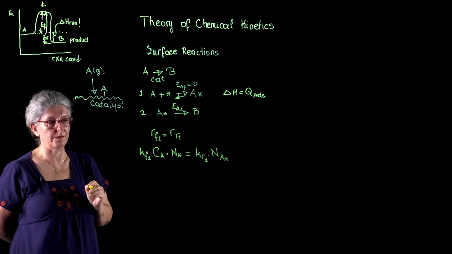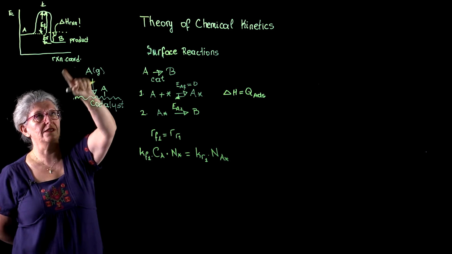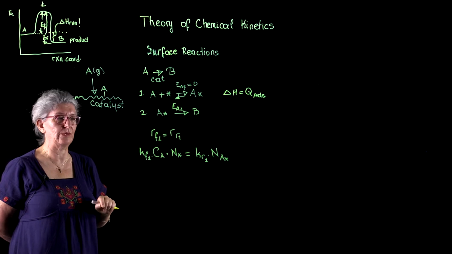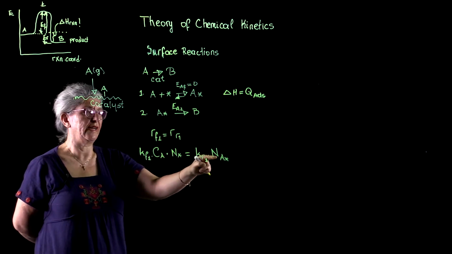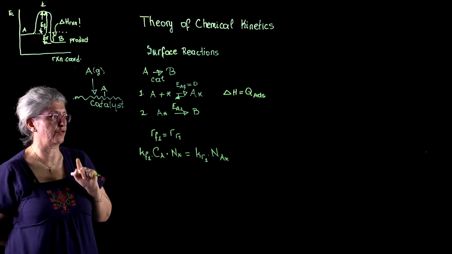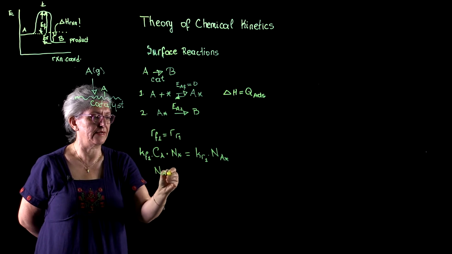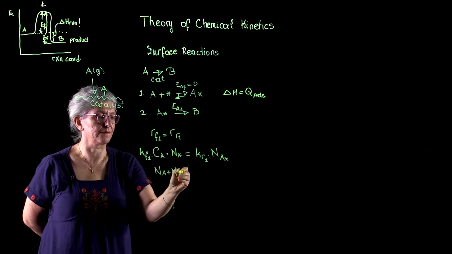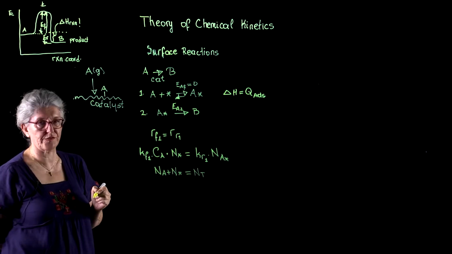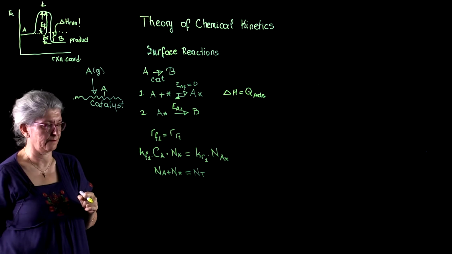I use different symbolism because this concentration is the concentration in the gas phase or in the liquid phase domain. However, those N's refer to the ones that are on the solid surface of a catalyst. N A star plus N star is equal to the total number of sites that were available in the beginning of the process.